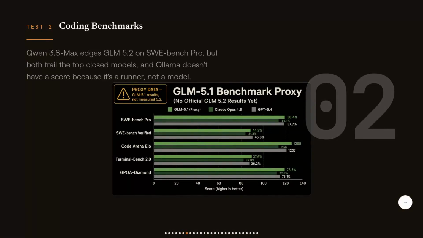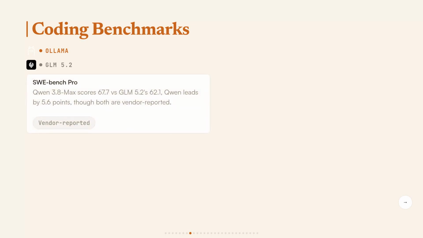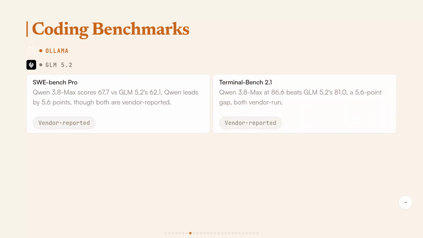But most people are hitting these through an API, and that's where the gap shows up. This is where Ollama drops out completely. It's a runner, not a model, so it has no benchmark score of its own. Whatever score you get depends entirely on which weights you load into it. Between GLM 5.2 and Qwen 3.8, the vendor numbers favor Qwen 3.8 max across the board. On SWE Bench Pro, Qwen scores 67.7% against GLM 5.2's 62.1%, a 5.6 point lead. On Terminal Bench 2.1, Qwen hits 86.6% against GLM's 81.0%, the same 5.6 point gap. Both of those are vendor reported, so treat them as marketing until something independent backs them up.